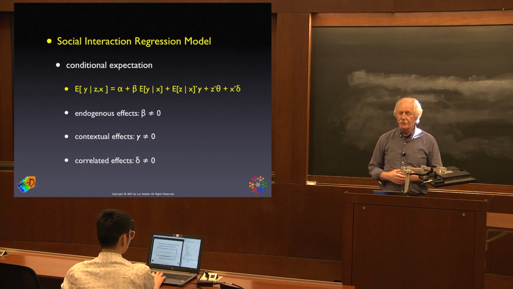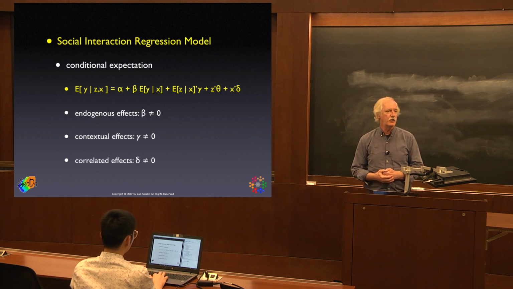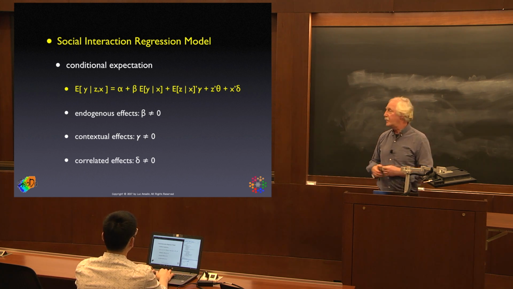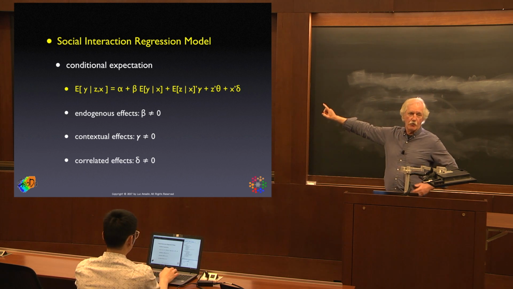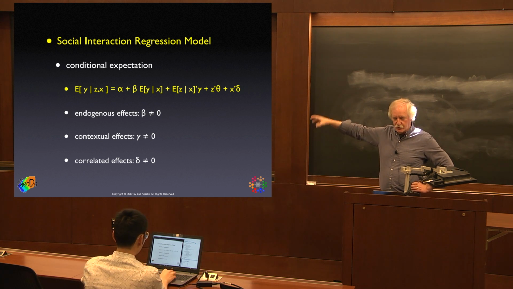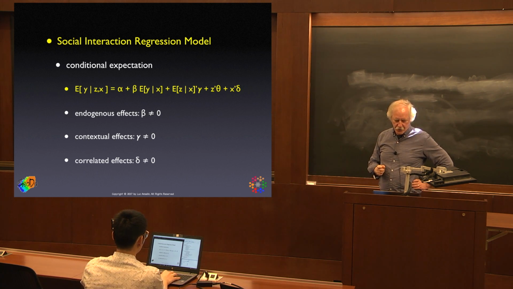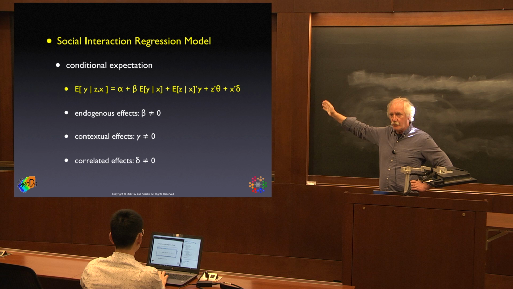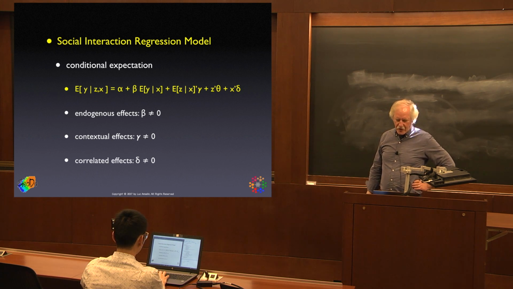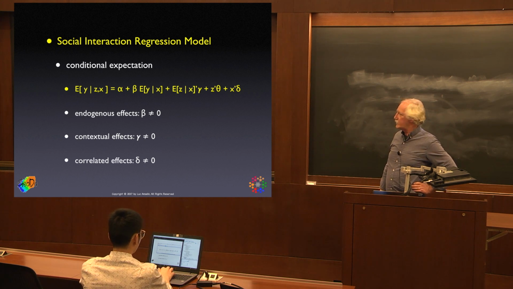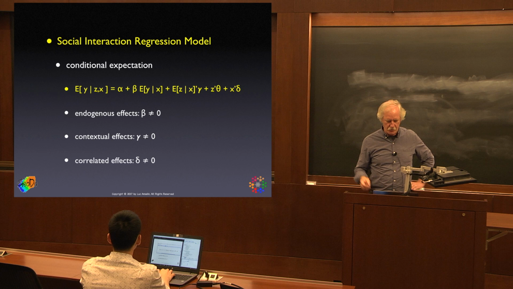So then the model is, as any regression model, a conditional expectation. With the endogenous effect, the conditional expectation of y given the group, so that is how individuals influence each other. We have the contextual effects, which is the Z as conditioned by the group membership. And then we have the correlated effects, which are related to the group characteristics, but they're not observed. There's a random term, right?